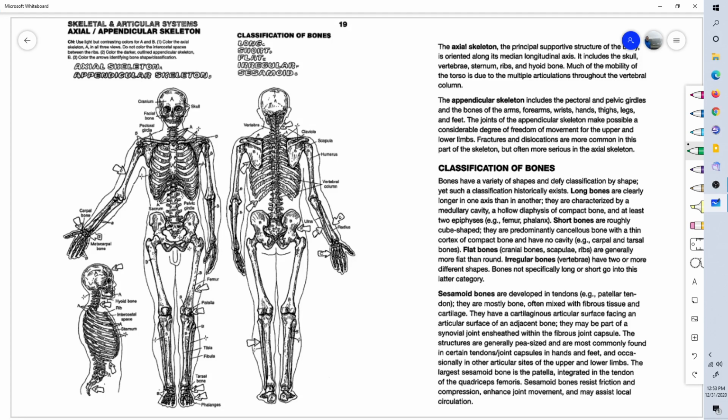This lesson will cover the axial and appendicular skeleton. And what is the difference between those two? Well, axial means along an axis, right? So you can always think about it that way. The axial skeleton is everything that lies along this axis. So the skull, the vertebra, the rib cage.